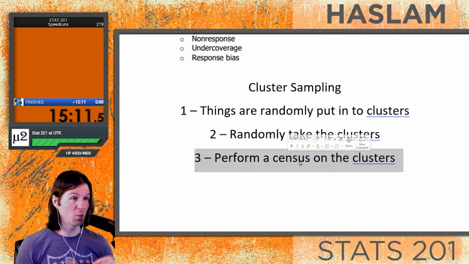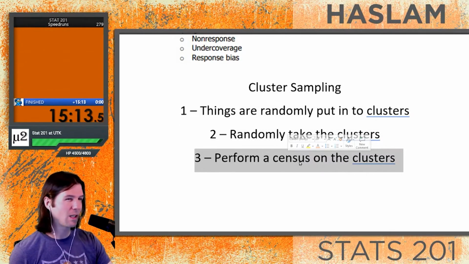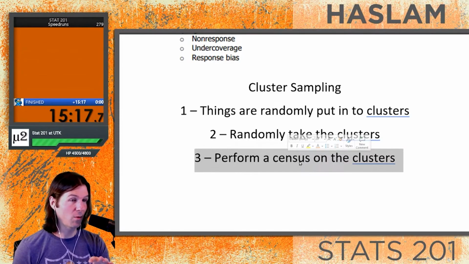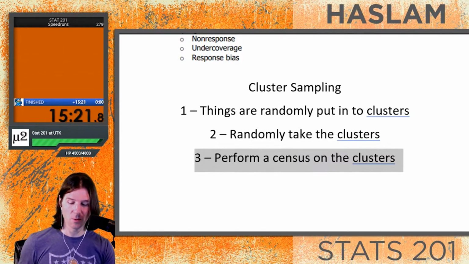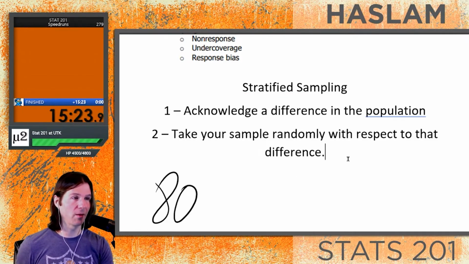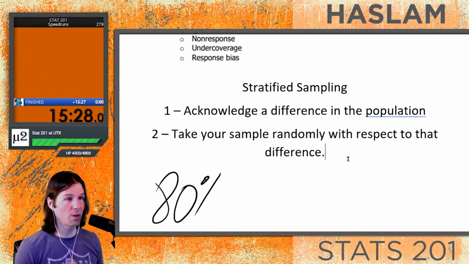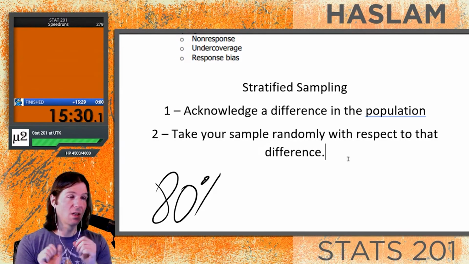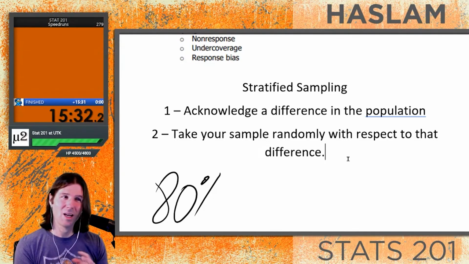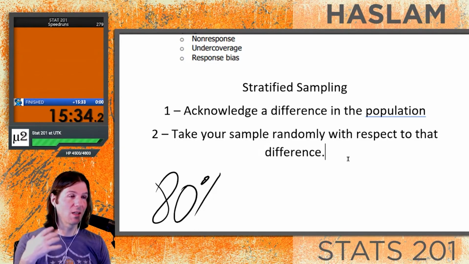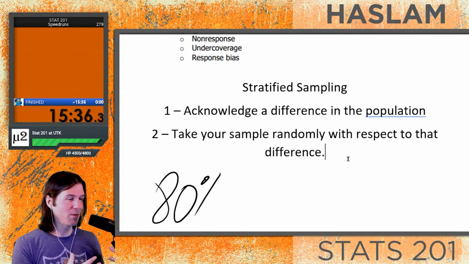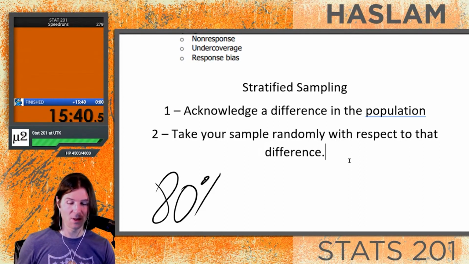This, especially right here, this perform a census on the cluster is always a giveaway that is cluster sampling. Whenever you see like, we're going to get information on everyone in that group, 100% cluster sampling right there. Whenever you see that we're talking about acknowledging a difference to start, like if we say on-campus versus off-campus students, boom, that's stratified, because we're not going to take all on-campus students. You could cluster sample that way, but that would not be representative. We're going to say, let's take maybe 80% off-campus students, 20% on. We're going to do it by the ratio that is representative to the population.